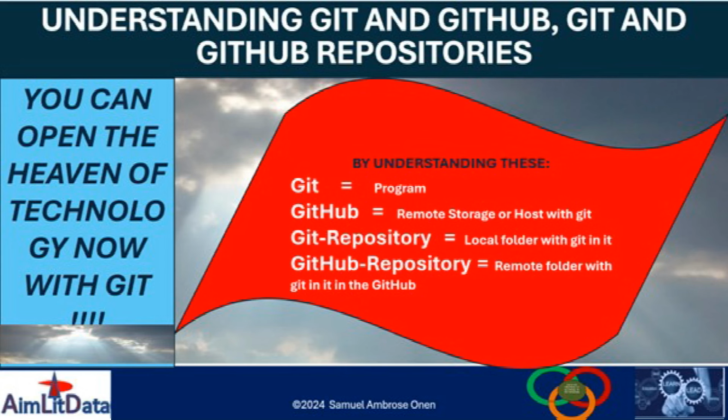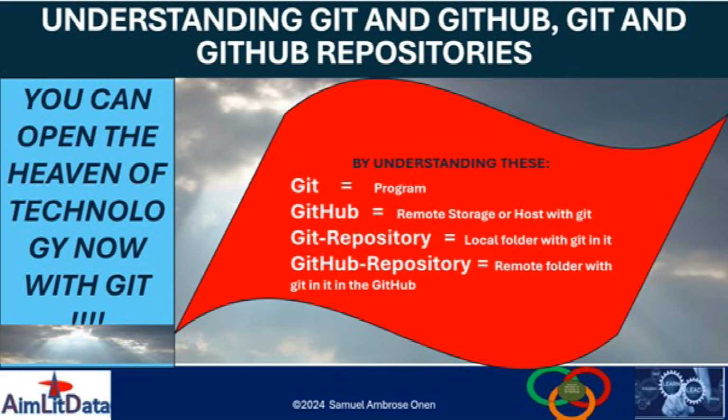Just a recap of what we have seen so far in this understanding Git and GitHub. We have looked at Git and GitHub as being completely different, although they have something in common, and the binding relationship between them is Git. Git binds Git and GitHub.